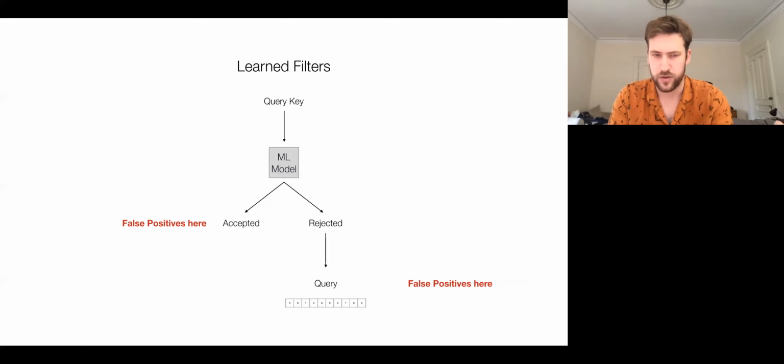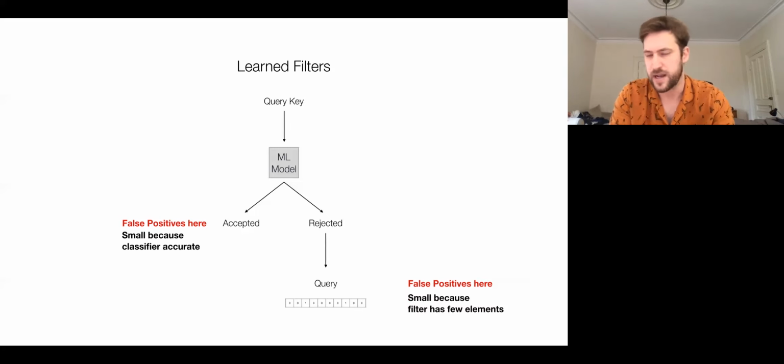Hopefully, these are both very improbable. The first, hopefully, because the classifier is accurate, and the second, hopefully, because this backup filter has very few elements. And so if the classifier is accurate, both of these conditions can be met, and you can end up having a better false positive rate size trade-off than you would with traditional.